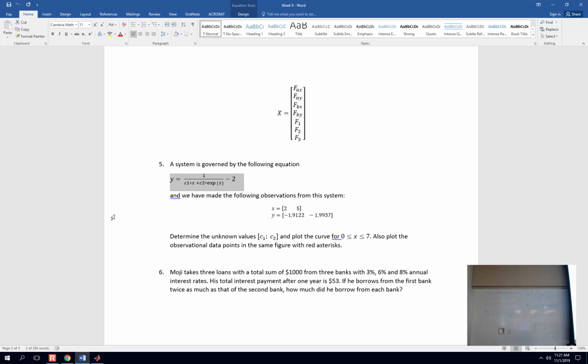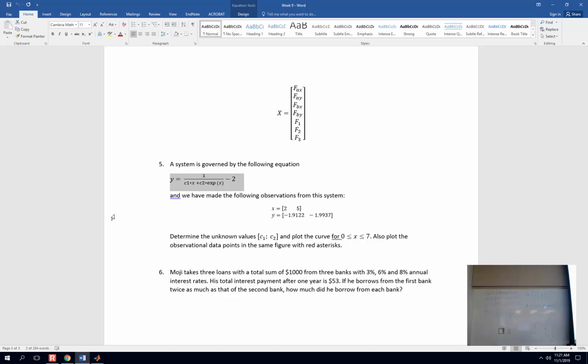In a system of equations, we care if the system is linear with respect to unknowns. With respect to the unknowns, the system should be linear. We don't care about x here. X is given. Exponential of x has a value. Done. That's it. What we care about is c1 and c2. With respect to c1 and c2, is this linear? It's not linear. Can we make it linear? Yes. How? Put 1 over y.